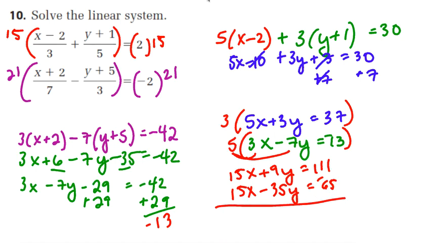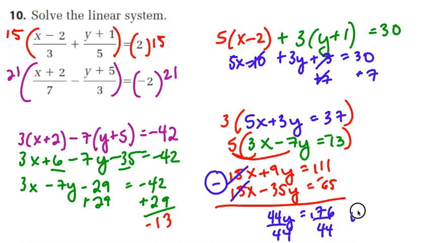Now I can use elimination. I'm going to subtract these. So 15 minus 15 gives me 0. 9 minus a negative 35 will be positive 44y. And 111 minus a negative 65, so you're just going to add them together, would be 176. Divide both sides by 44, and you'll get that y is 4.